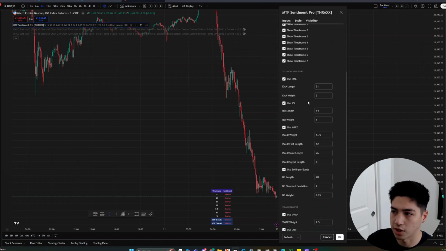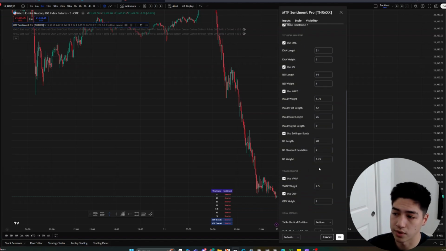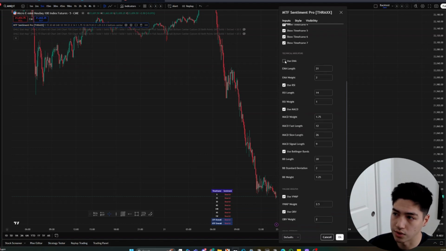But I want to talk about how this is actually calculating what is showing on the chart. We're using a few different things here. We're using the EMA, RSI, MACD, and Bollinger Bands. And then we are using volume analysis, so it's like VWAP and on balance volume. You can decide whether or not you want to use these in your calculations. You can also adjust the EMA length, the RSI length, the MACD settings, the Bollinger Band length and standard deviations.